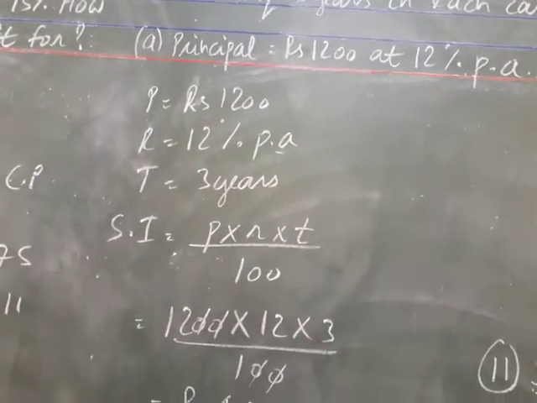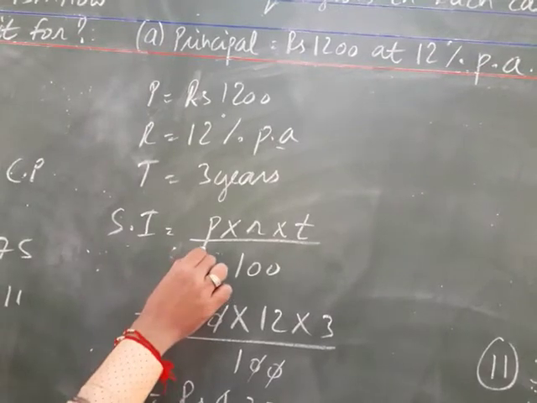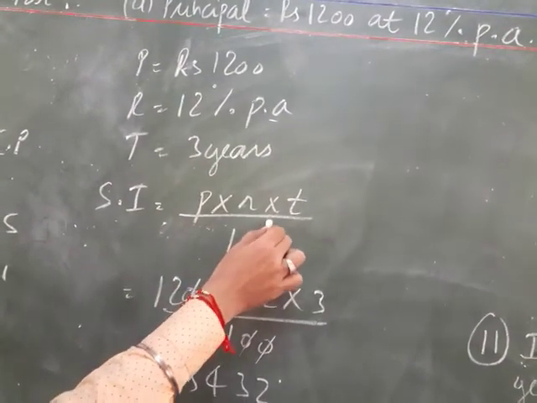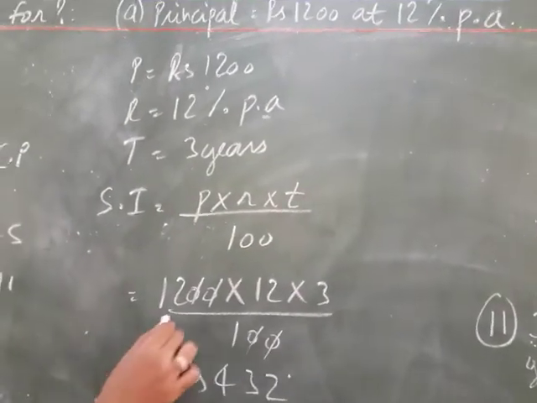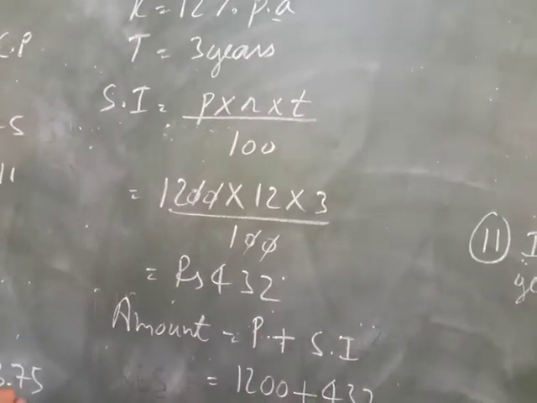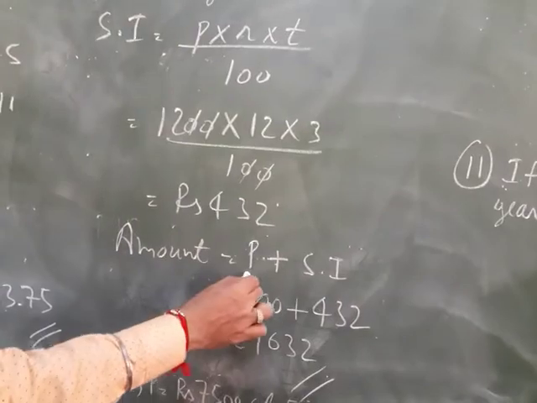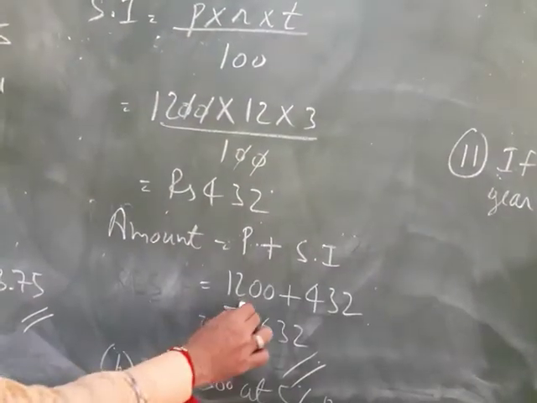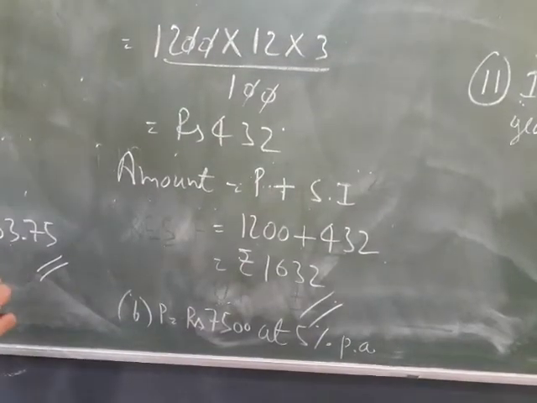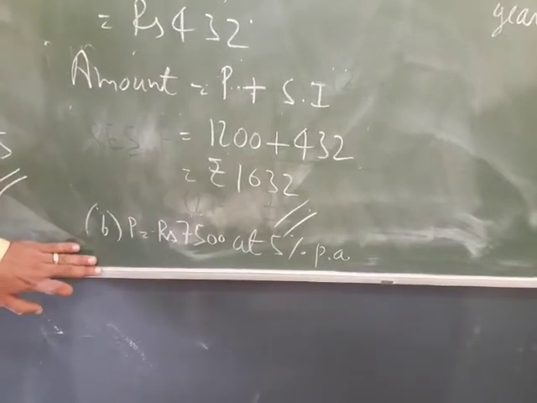In this also there is a formula, students, of simple interest. Simple interest equal to PRT upon 100. PRT means principal multiplied by rate multiplied by time upon 100. Then put the values, you will get SI equal to rupees 432. Now students, since you have to find amount, so amount equal to principal plus simple interest. So 1200 plus 432, you will get 1632. Now students, B part is also there. Similarly like this you will solve yourself.